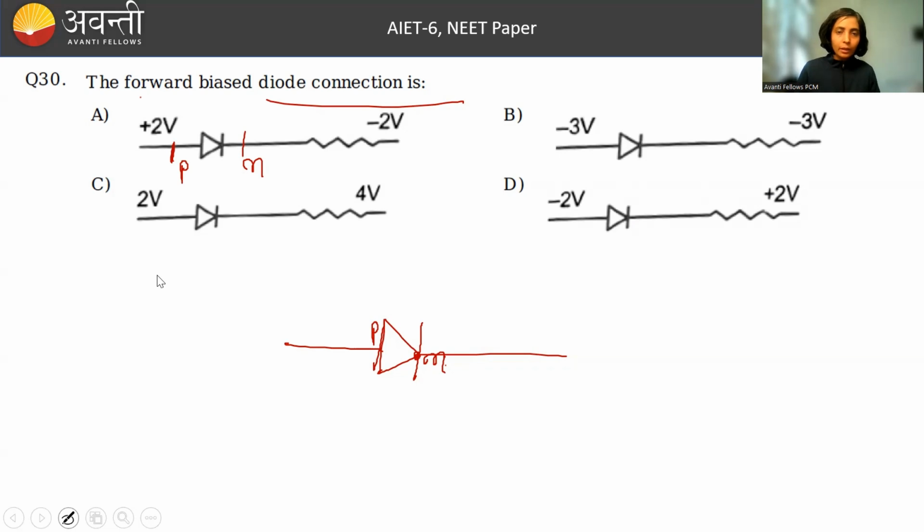See here, both sides have the same potential. It is not forward bias. This has 2 volt, this is 4 volt. So the potential of the P side is smaller than that of the N side. So this is reverse bias. And here the potential of the P side is lower than that of the N side here also, so this is also reverse bias. And this is not biased at all. And this is forward bias. So for forward bias, the answer will be A.